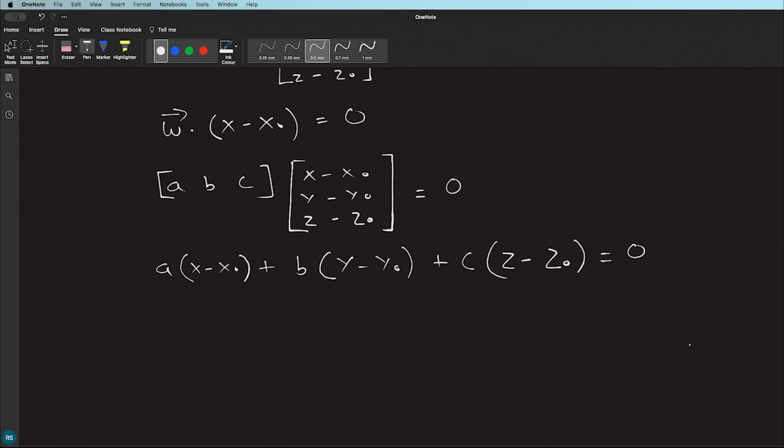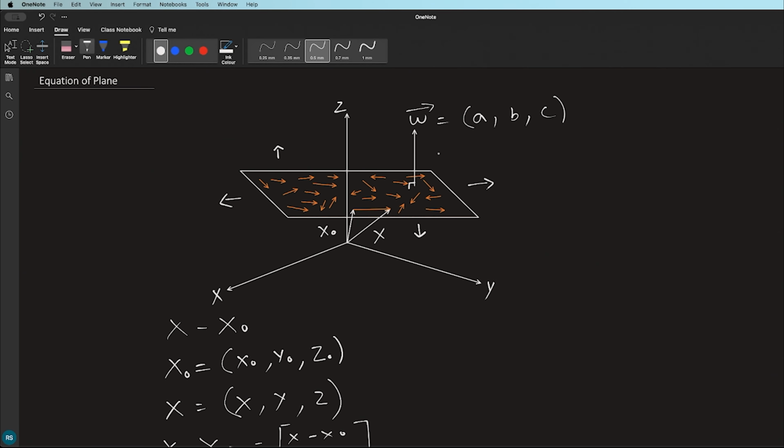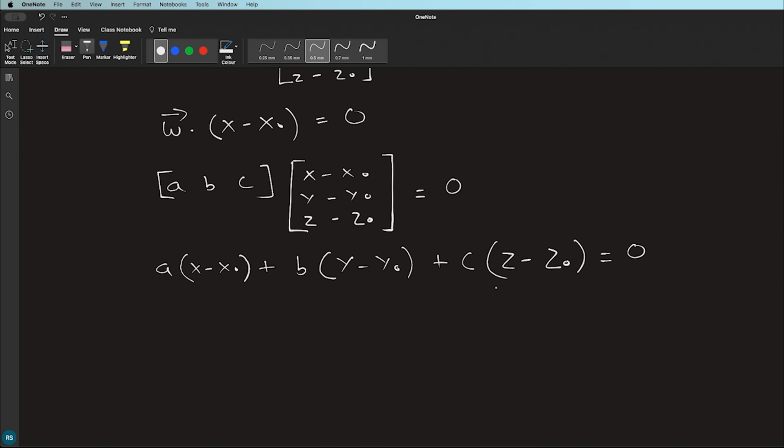Now I will plug in the values of a, b and c, that is the vector w, and plug in the values of the point x naught. So say the vector w, or this a, b and c, has values 2, 1 and -3. This is vector w, and this x naught is a point, say 1, 0, -2. This is x naught.